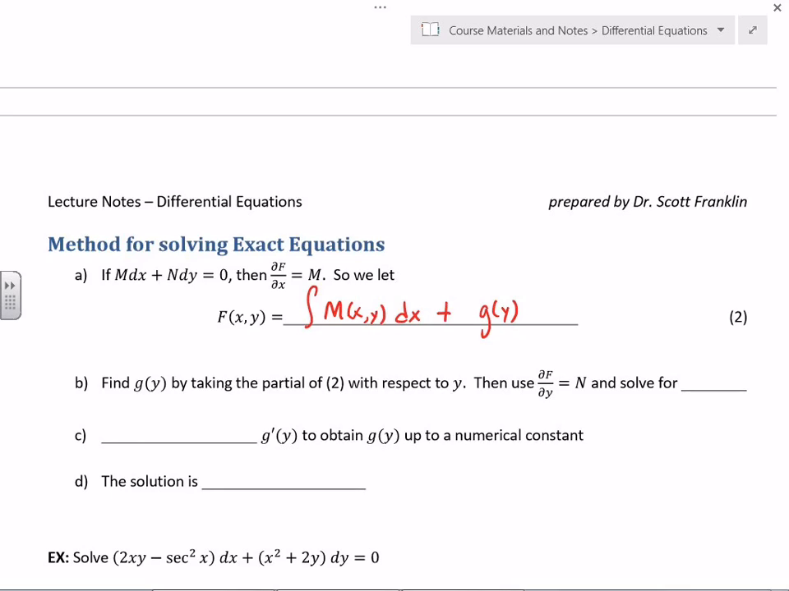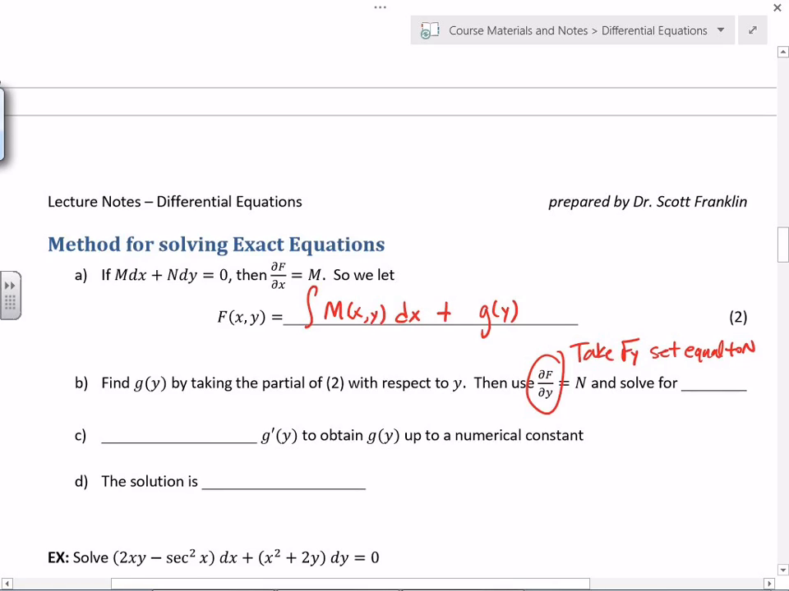And then when you go to the end, you just match them up. Exactly. Now I've got a potential F, and what I do is I take the partial of F with respect to y. That is, now take F sub y set equal to N. That's what I'm doing on step 2. And I'm going to solve for g prime of y.